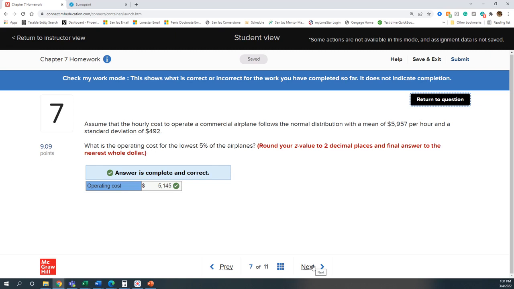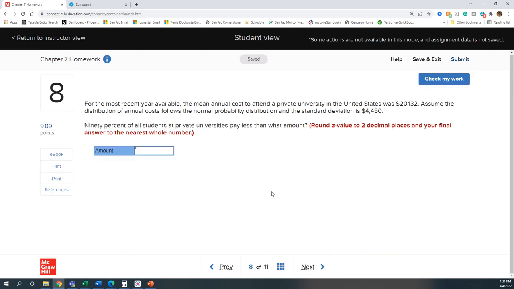Okay, so a little bit more fun there. Let's see here for the most recent year availability. All right. So this looks like 90% of all students at a private university pay less than what amount? So again, they're going to look at more of a positive route. Okay, so it's the same thing that we did in question 7, except being a negative z number, it's now going to be a positive z number.